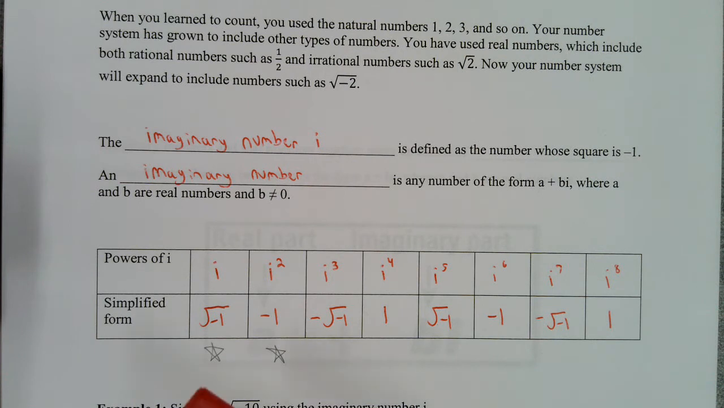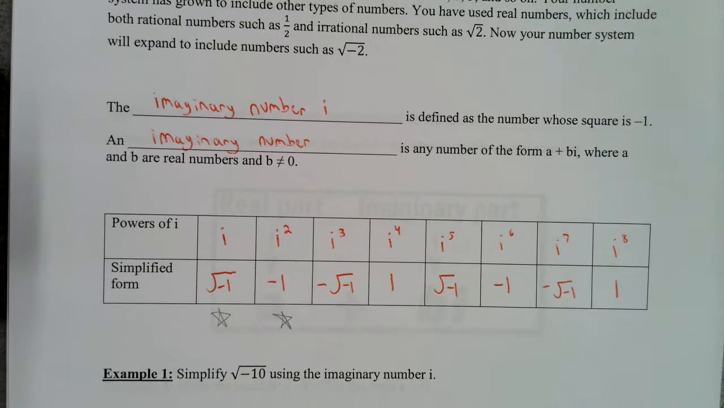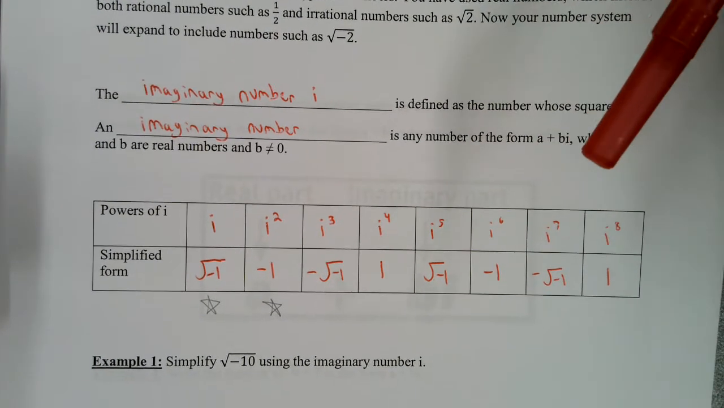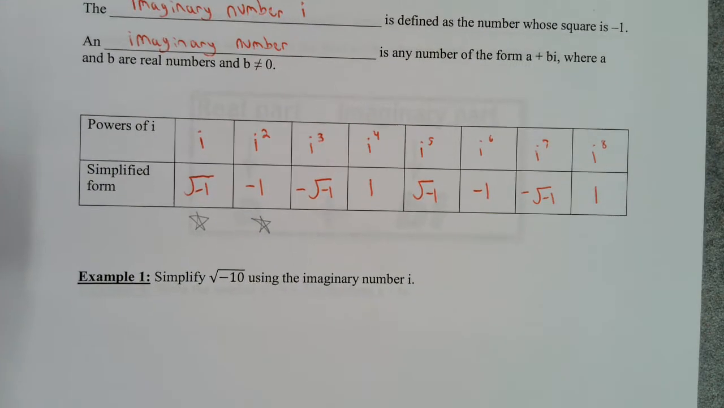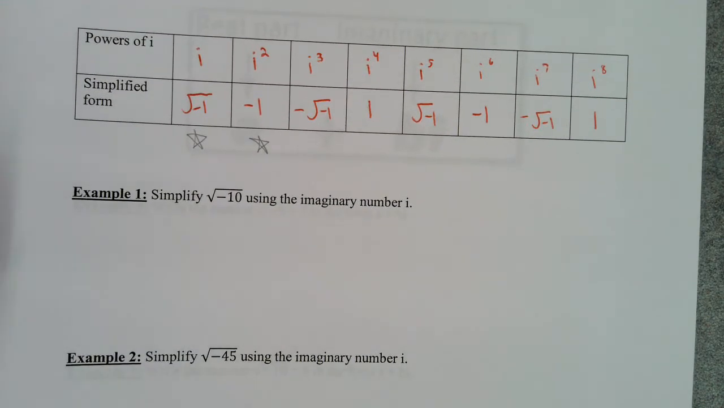So those two you definitely have to memorize. We're going to use them throughout this lesson. Okay. Example 1. Simplify the square root of -10 using the imaginary number i.